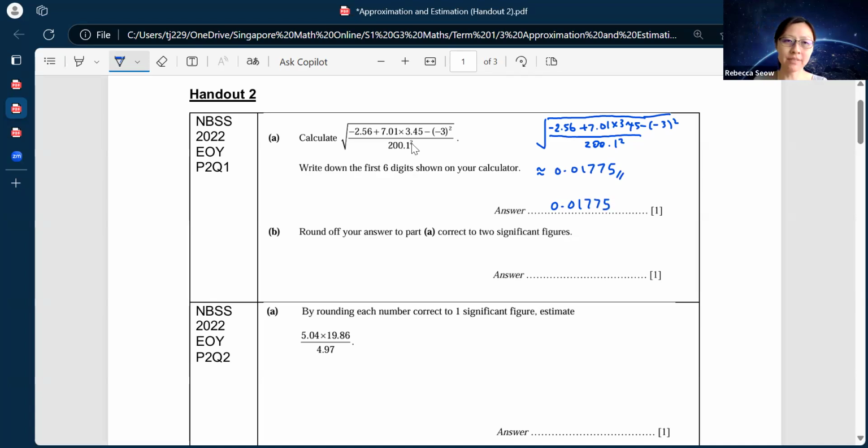Now, next, round off your answer in part A to part A, correct to two significant figures. 0.01775. Now we round it off. Let's look at the second significant figure, which we have to start counting from the first non-zero digit. So these are zeros, we don't count. This will be the first non-zero digit. This is the first significant figure. So therefore, second significant figure will be 7, the first 7 in the value. So will we need to add a 1 to the 7? Yes, because the number next to it on its right is 5 or more. So we plus a 1 over, our answer will be 0.018. Okay, and we write down in brackets 2 s.f.